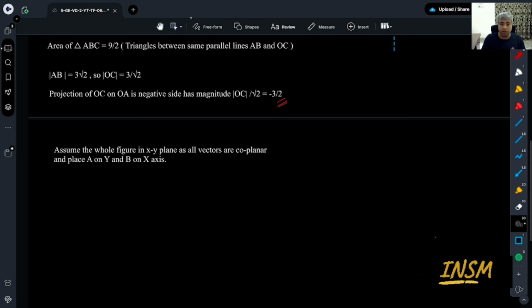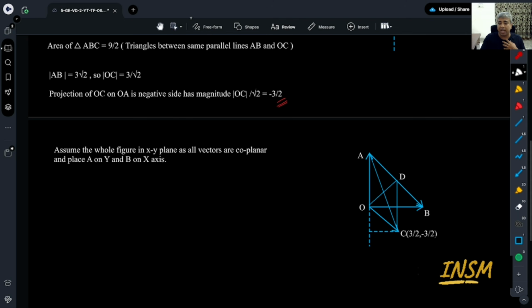We are preserving their geometry completely, just pasting them on the xy plane. We are putting A on the y-axis and B on the x-axis, with the coordinates of A being 0, 3 and B being 3, 0. And since C is on the line through the midpoint of OB, at 3 by 2, and at an angle of 45 degrees with the x-axis, the coordinates of C would be 3 by 2, minus 3 by 2.